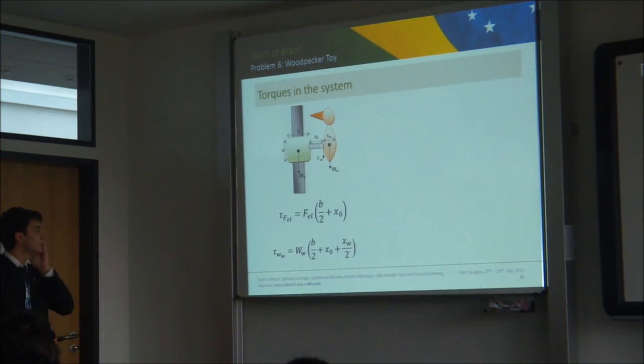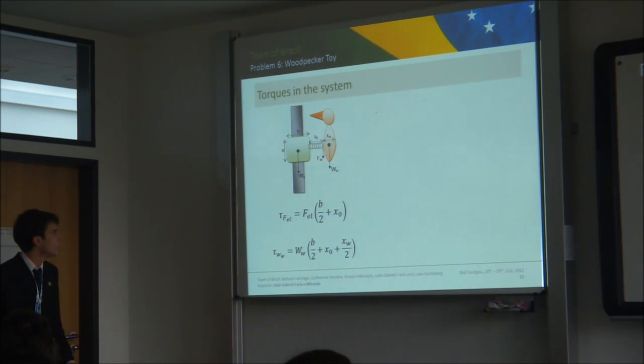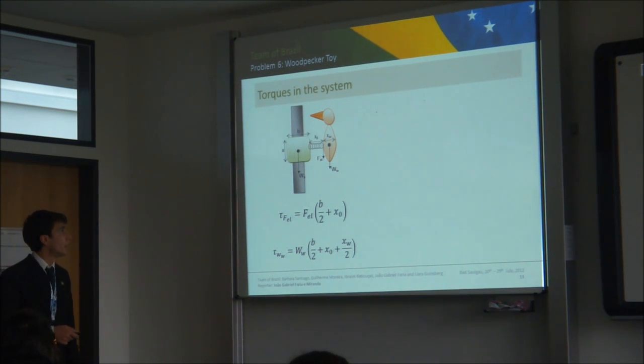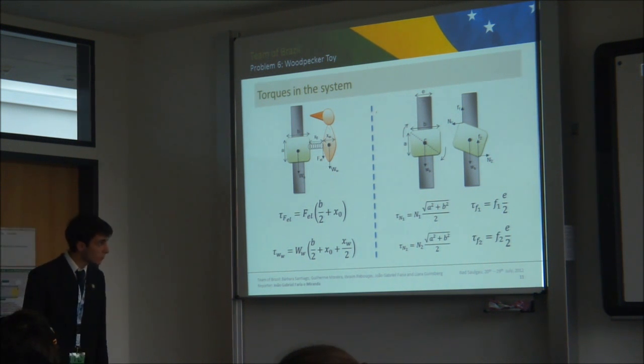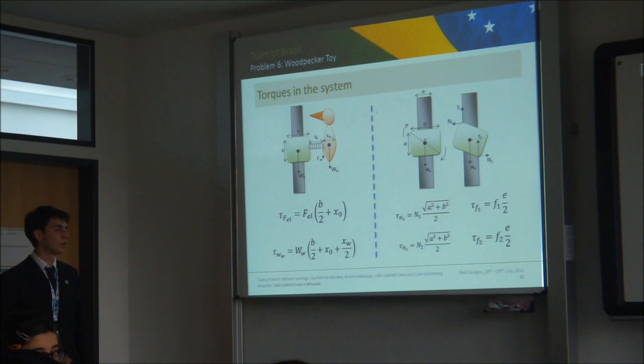Here we can see the torques in the system that make the woodpecker oscillate and stop or fall. And we have the relations between the parameters and the torques. As we analyzed before, B is the internal diameter of the sleeve, A is the sleeve's height, x0 is the initial length of the spring, and we have the elastic force and the weight force of the sleeve and the woodpecker. And also the torque from the normal force. And to this we add the torque from the friction force that makes the woodpecker stop, that we see that he stops.